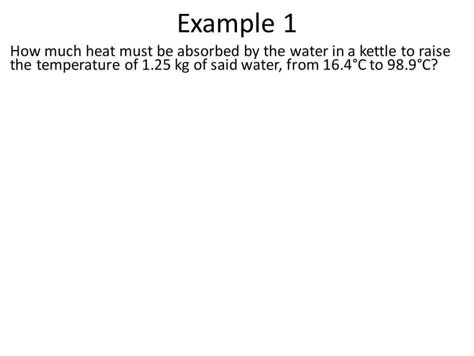So let's do an example over here. Our first example says: how much heat must be absorbed by the water in a kettle to raise the temperature of 1.25 kilograms of said water from 16.4 degrees to 98.9 degrees Celsius? So first things first, it's looking at heat, so we're trying to calculate Q.